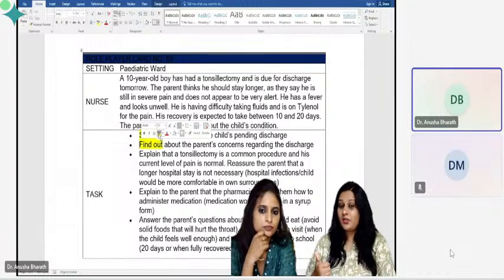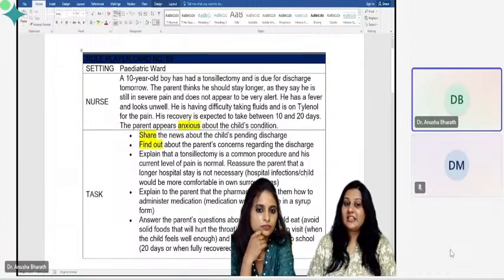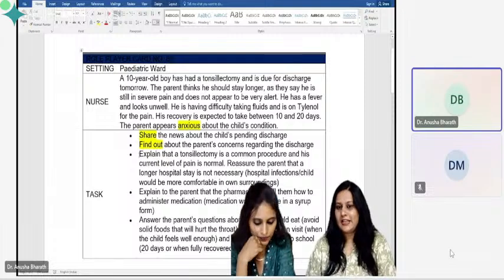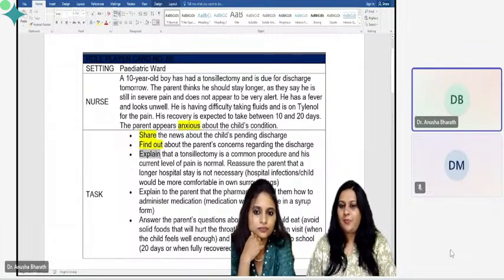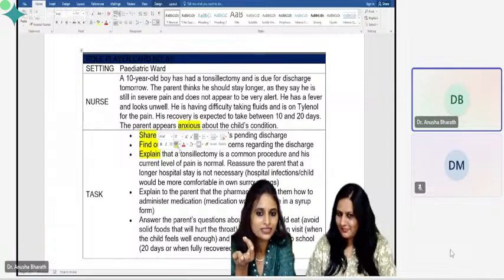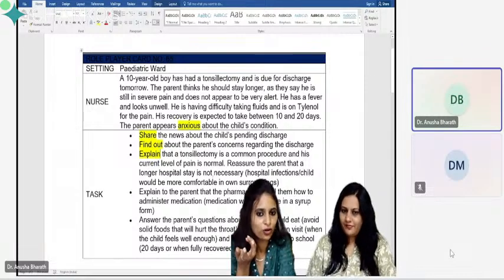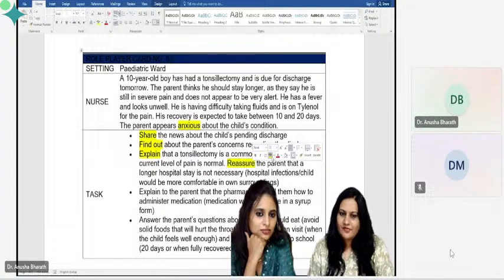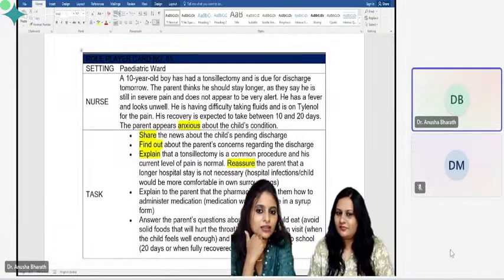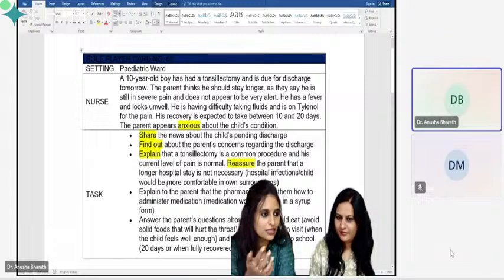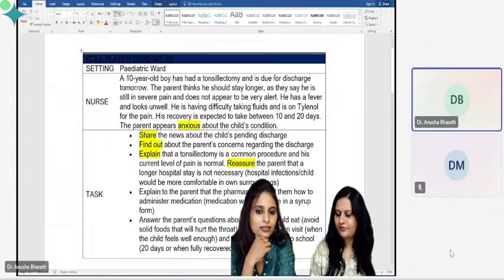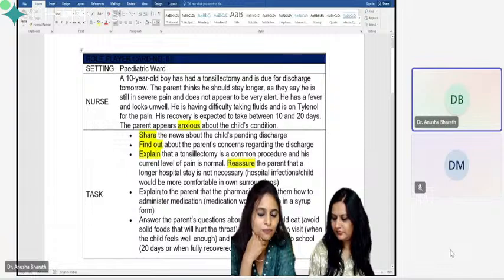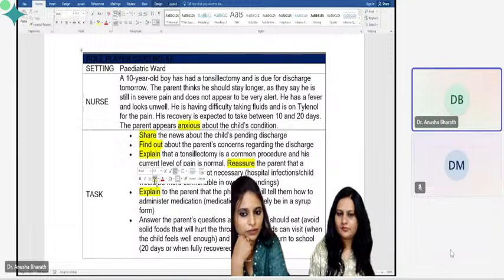So you will be finding out about the parents' concern regarding the discharge. And then you will explain what a tonsillectomy is and the level of pain being normal. Then within this task, there is another task verb called reassure: reassure the parent about the hospital stay not being necessary. And the next one would be explain to the parent that the pharmacist will tell them. So the next task verb is explain.